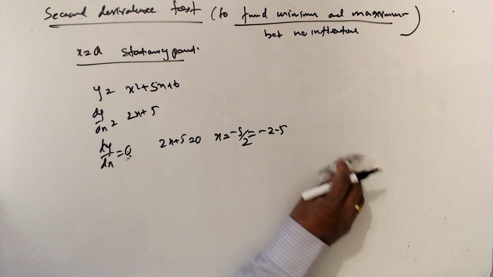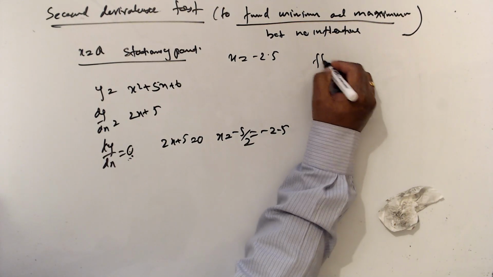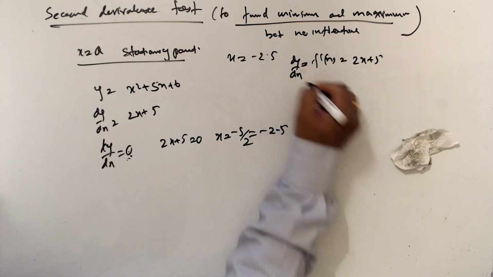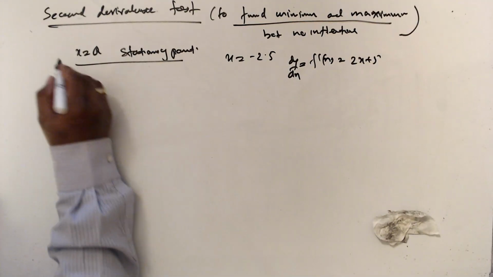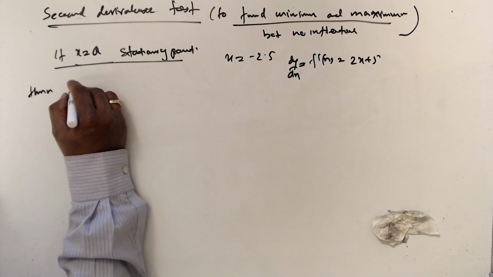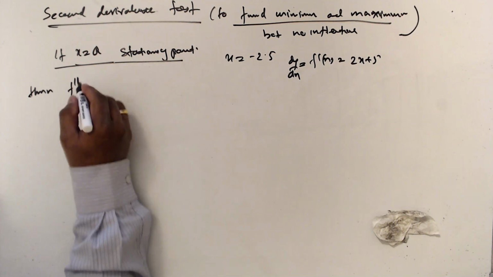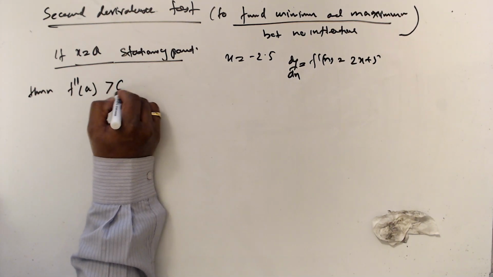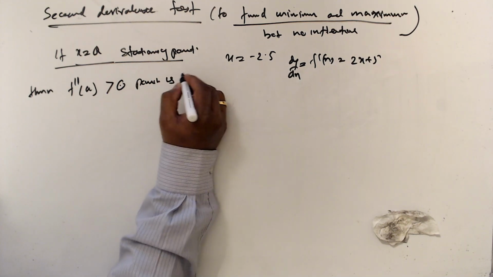Now you have this stationary point, x equals minus 2.5, and f dash x is, as you found out, 2x plus 5 for dy by dx, right? x equals a is a stationary point, and then f double prime, when you differentiate that function again and substitute that value a, if you get a positive number, then the point is a minimum.